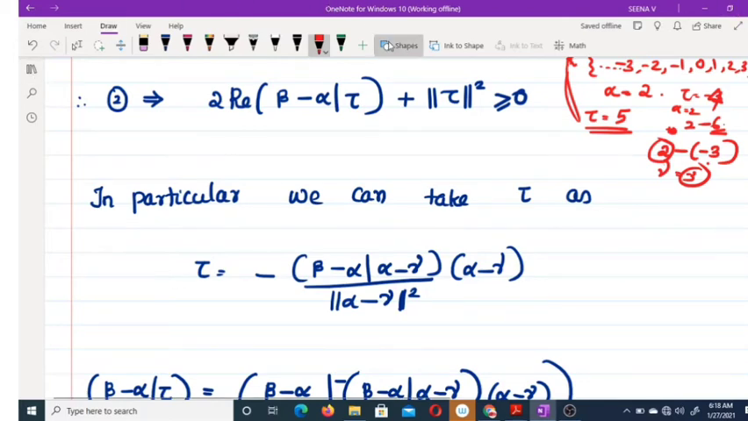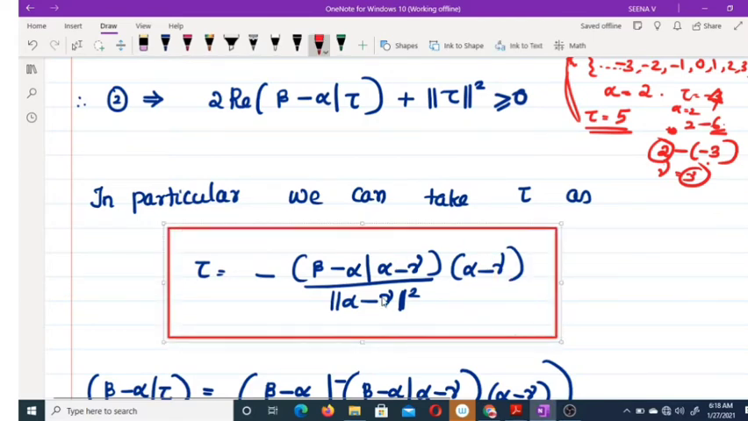We are taking tau is equal to the inner product of beta minus alpha and alpha minus gamma, divided by the norm of alpha minus gamma whole square, into alpha minus gamma. This part, beta minus alpha, so inner product of beta minus alpha, and all remaining term is alpha minus gamma divided by norm of alpha minus gamma whole square into alpha minus gamma. We are taking tau as this one.